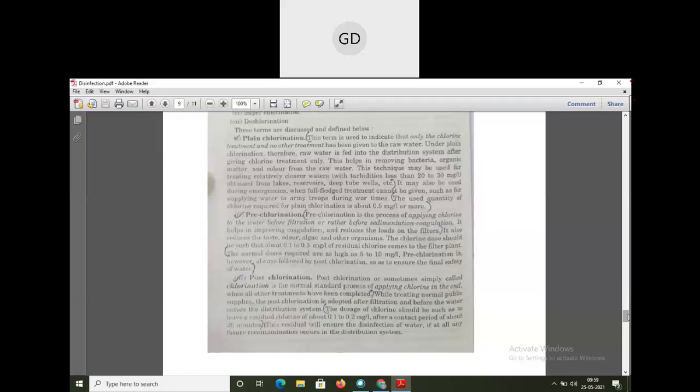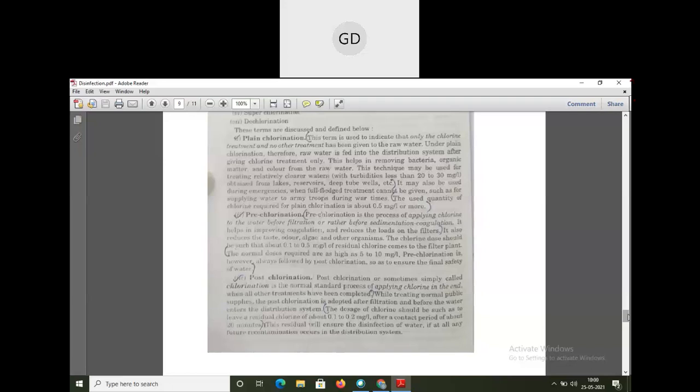So then comes your post-chlorination. What is post-chlorination? It is simply what you can call chlorination also. It is the standard process of applying chlorine in the end when all other treatments have been completed. You have done your filtration process, coagulation process, screening process, disinfection also, and at last you are adding the chlorine to the water for its complete safety. That is known as your post-chlorination treatment.